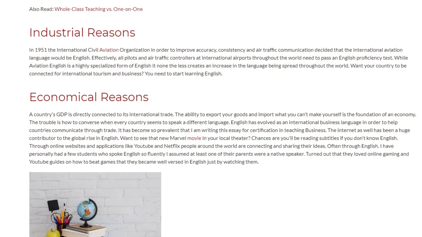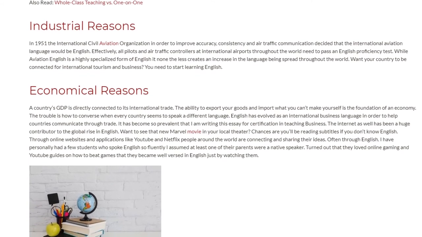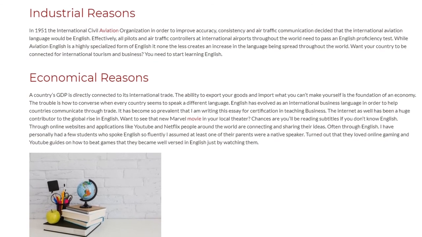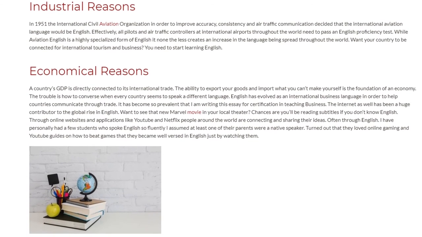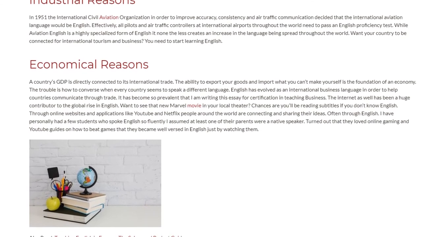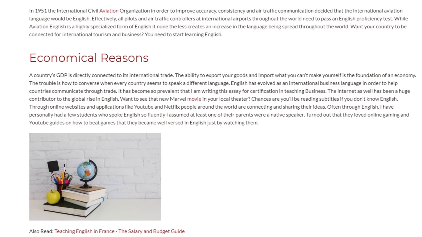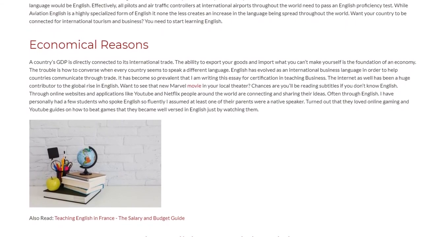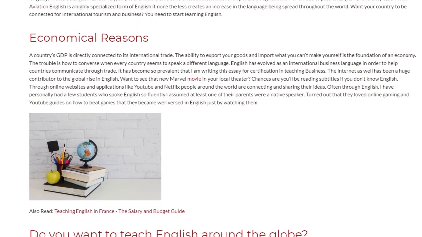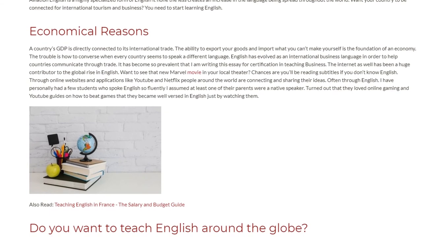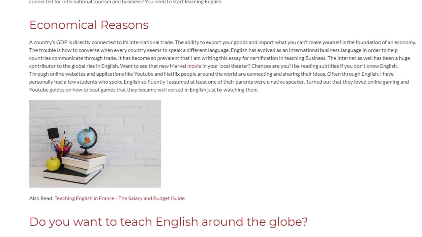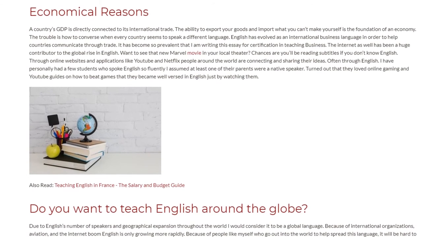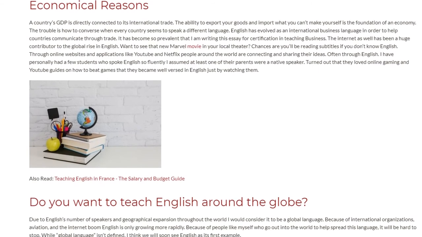The internet as well has been a huge contributor to the global rise in English. Want to see that new Marvel movie in your local theater? Chances are you'll be reading subtitles if you don't know English. Through online websites and applications like YouTube and Netflix, people around the world are connecting and sharing their ideas, often through English. I have personally had a few students who spoke English so fluently I assumed at least one of their parents was a native speaker. Turned out that they loved online gaming and YouTube guides on how to beat games, that they became well versed in English just by watching them.